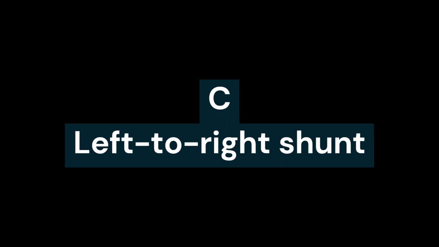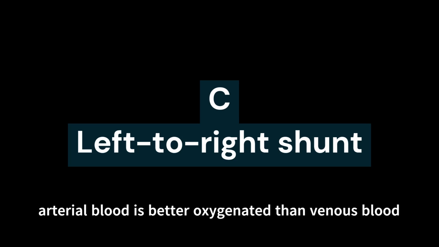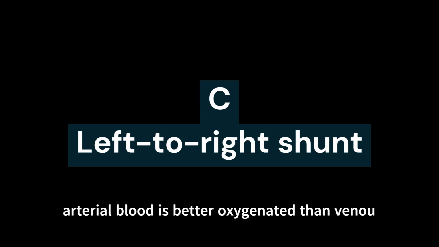C. Left to right shunt. A left to right shunt occurs when arterial blood is shunted into the venous circulation. Because arterial blood is better oxygenated than venous blood, left to right shunts do not lead to hypoxemia. This can occur with atrial or ventricular septal defects or a patent ductus arteriosus.